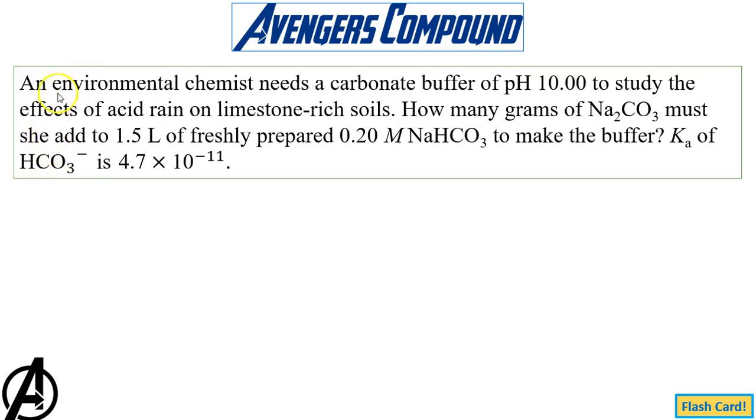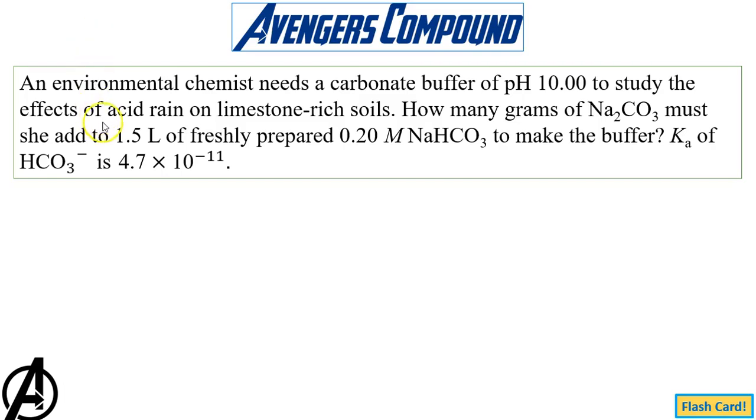So as an example, an environmental chemist needs a carbonate buffer of a pH of 10.00 to study the effects of acid rain on limestone-rich soil. So how many grams of Na2CO3 must she add to 1.5 liters of freshly prepared 0.20 molar NaHCO3 to make the buffer? The Ka of HCO3 minus is 4.7 times 10 to the negative 11.